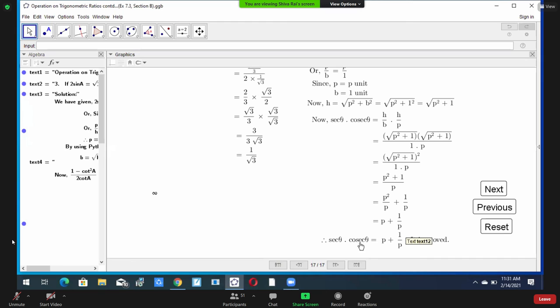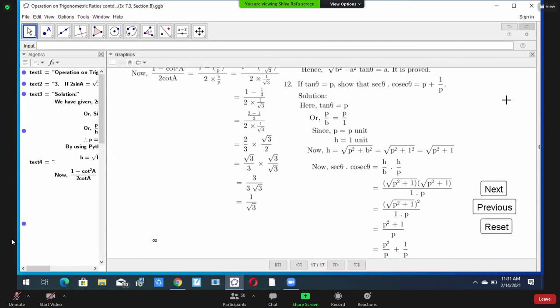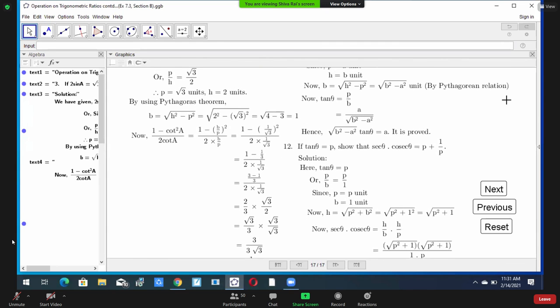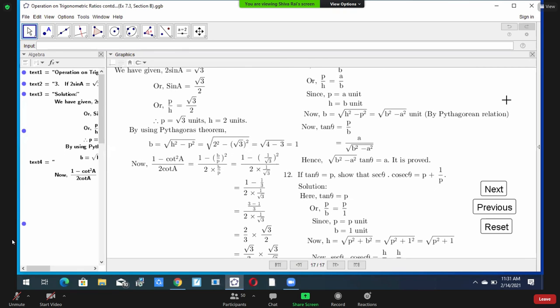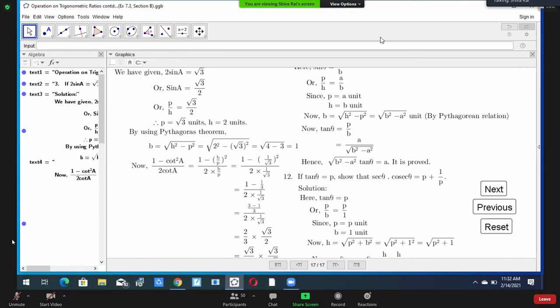Therefore, sec theta into cosec theta equals P plus 1 upon P. So it is proved. Like this you have to do, everyone. Do more and more. You need to do more and more in this case. Try to do the remaining also.